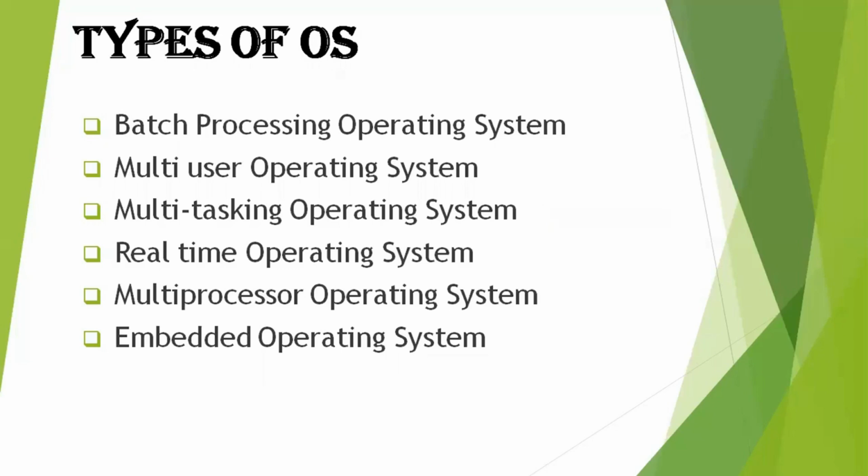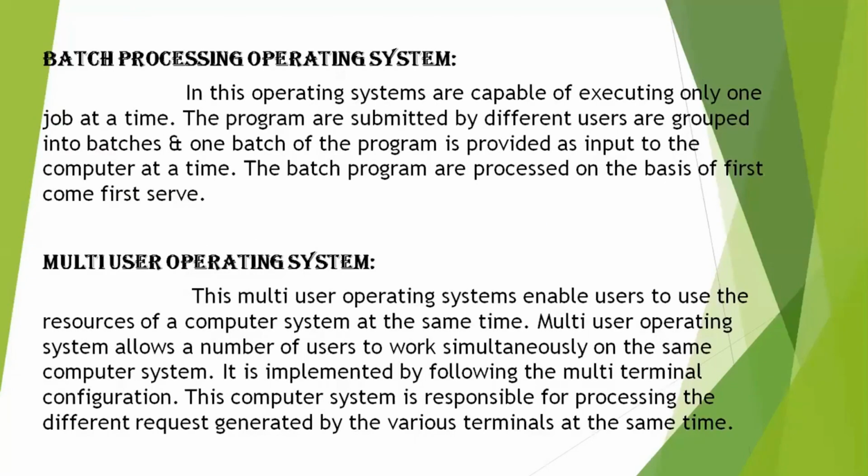So starting with the batch processing operating system. In this operating system, the system is capable of executing only one job at a time. The programs are submitted by different users. They are grouped into batches, and one batch of programs is provided as input to the computer at the same time. The batch operating system processes them on the basis of first come, first serve.